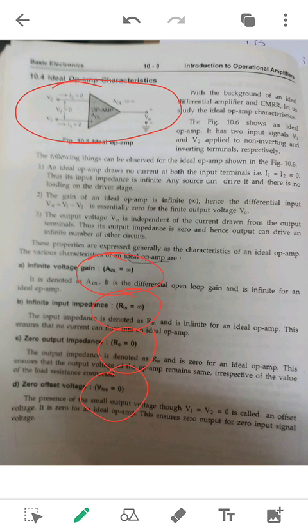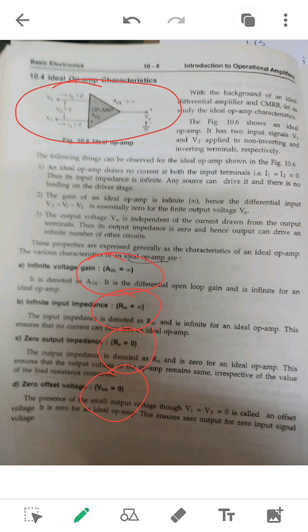So this is nothing but the presence of a small output voltage, though V1 equal to V2 equal to 0, is called an offset voltage. So V1 equal to V2 equal to 0 means there is no input signal connected to the op-amp. Even though there is no input signal connected, there is a small voltage present in the circuit, and that voltage is called a zero offset voltage.